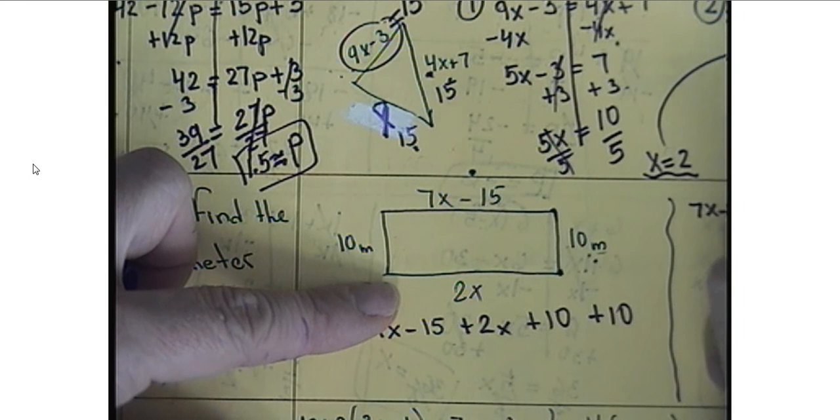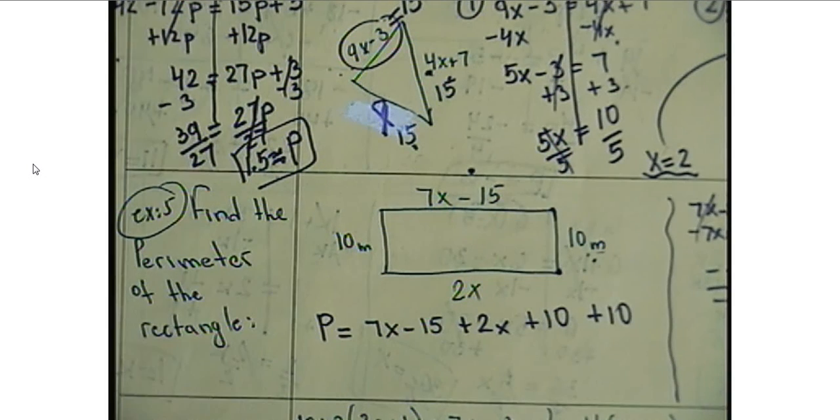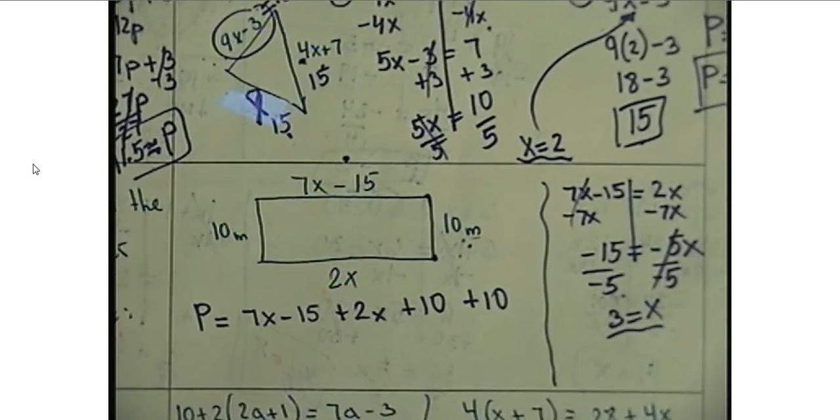7x minus 15 is equal to 2x. So we're gonna subtract 7x, minus 7x, both sides. We get negative 15 is equal to negative 5x. Final step will be to divide by negative 5. So 3 equals x. We got x. What will be my next step? Oh, I'm sorry, you don't see that.